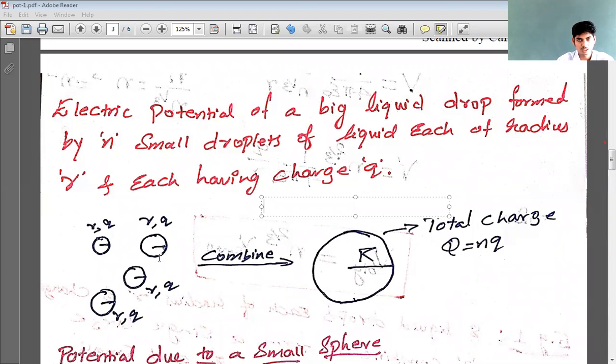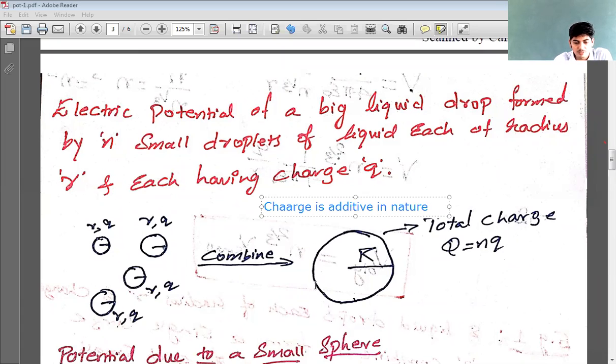See, charge on each drop is q. ಒಂದೊಂದು ಡ್ರಾಪ್ ಮೇಲೆ ಚಾರ್ಜ್ small q ಅದೆ. ಅಂತಹ n ಡ್ರಾಪ್ಸ್ ಅವೆ. I have told you charge is additive in nature. You can just add charges algebraically. ಒಂದು ಸ್ಪಿಯರ್ ಮೇಲೆ ಚಾರ್ಜ್ q ಇದ್ರೆ ಎರಡು ಸ್ಪಿಯರ್ ಮೇಲೆ 2q, ಮೂರು ಸ್ಪಿಯರ್ ಮೇಲೆ 3q, ನಾಲ್ಕು ಸ್ಪಿಯರ್ ಮೇಲೆ 4q, 5 spheres ಮೇಲೆ 5q. On n spheres, the total charge will be n into q.